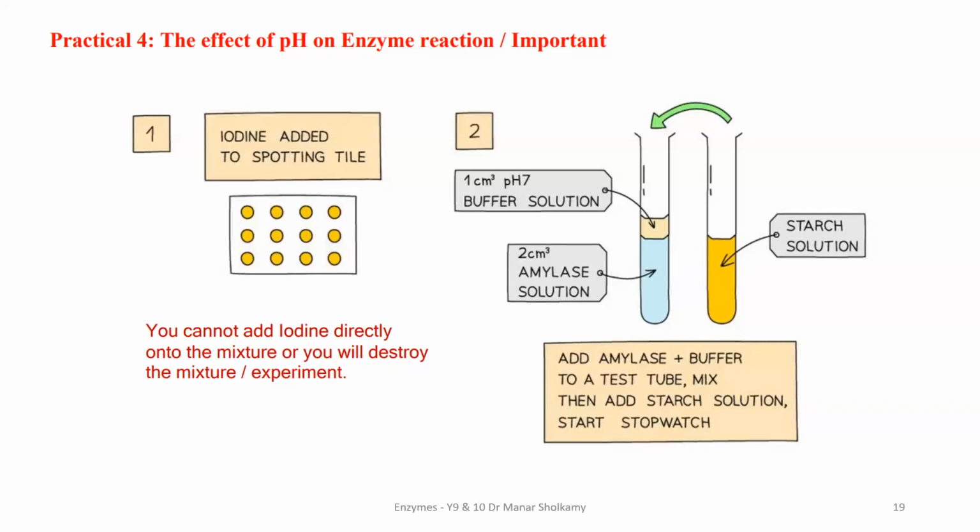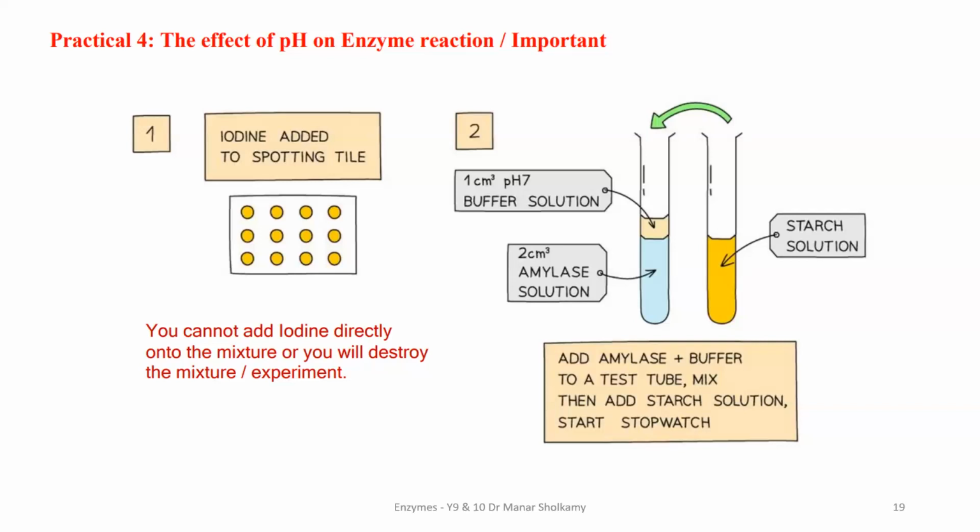Okay. Don't get confused. Every minute, I will get out exactly like we did before, 1 drop and put it on iodine in a spotting tile. And I will keep on repeating this step until the color of the iodine remains yellow brown.